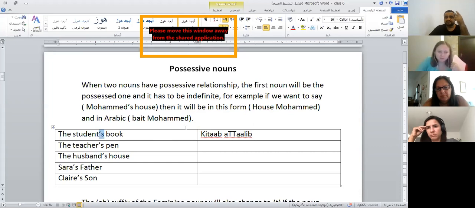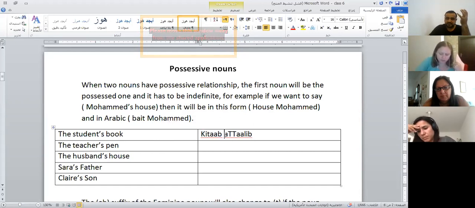What we have is two things. The possessed noun must be indefinite, always. And then the owner, the possessor, can be definite. It depends on the sentence.